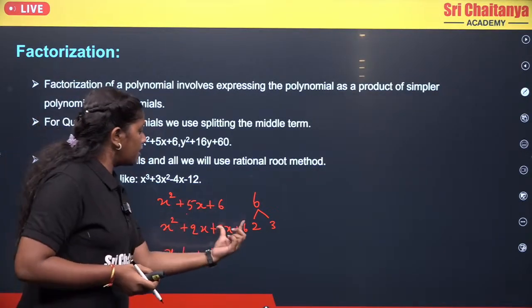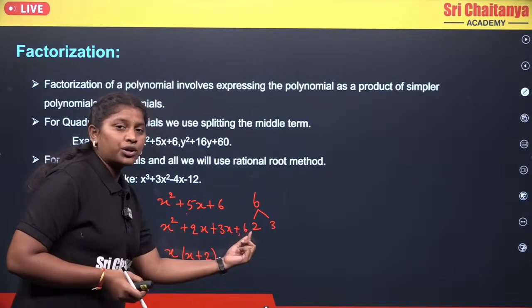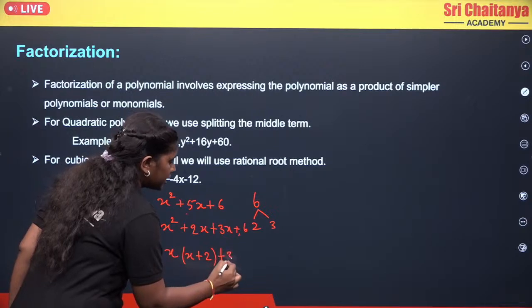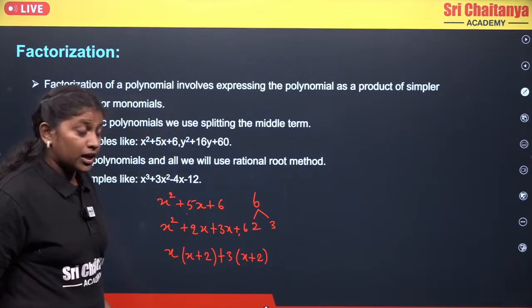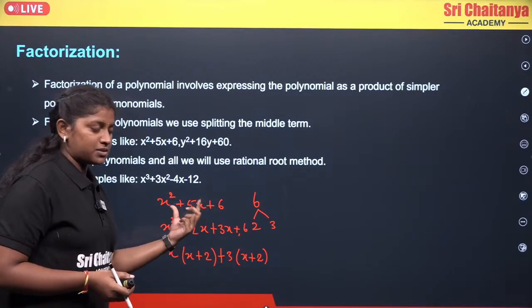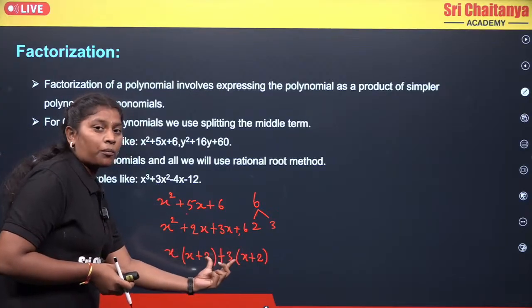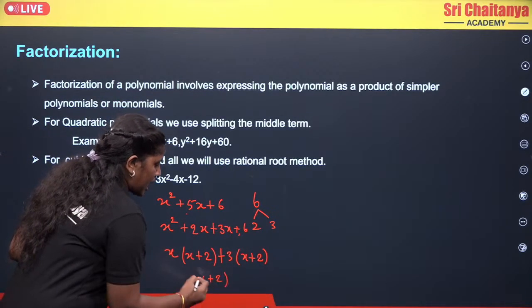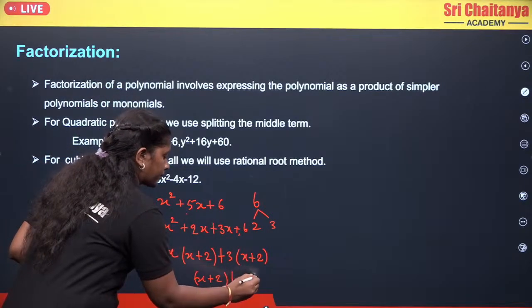From the last two terms also, 6 can be written as 2 into 3, or 3 into 2. So from the last two terms we can take out 3 common, so it becomes 3 into x plus 2. Now the polynomial we had in 3 terms is reduced to 2 terms. Once again we take the common between these 2 terms, that is x plus 2. After taking x plus 2 common, we get x plus 3.